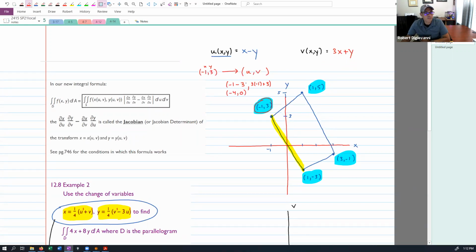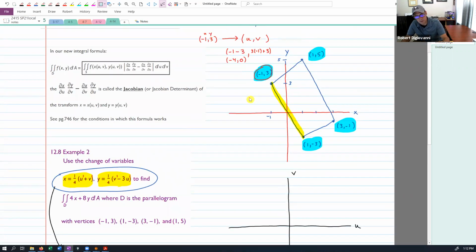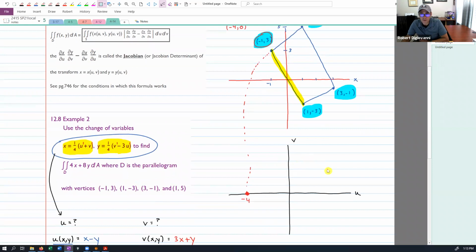That makes sense? So that point, this point right here, under the transformation, that point into the new space gets dropped off right here at -4, 0. And then I'm just going to keep doing this for each of the remaining points. Once I draw my 4 points over here, I'll connect them with lines, and that will be my new region of integration.